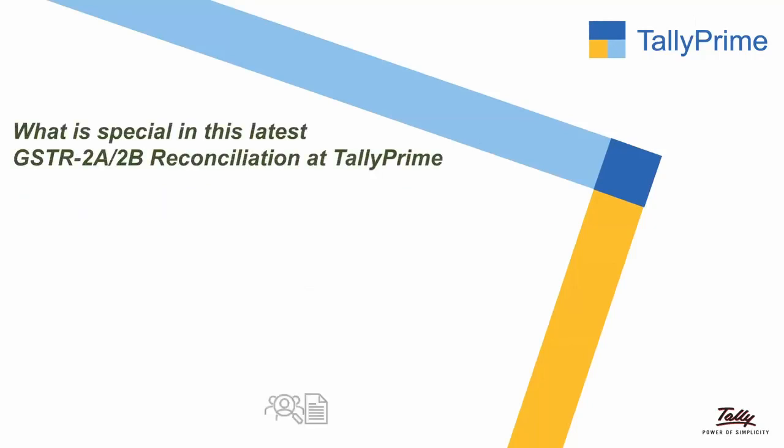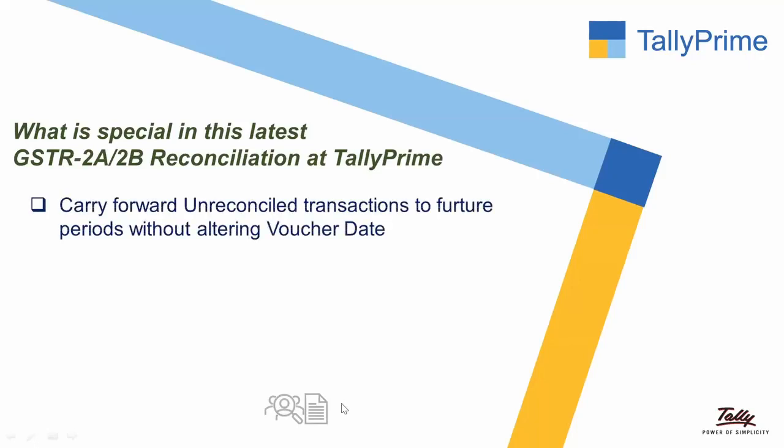And what is special in the latest GSTR 2A and 2B reconciliation at TallyPrime? I'll just quickly highlight what is special here. Carry forward of the unreconciled transactions to future periods without altering the voucher date. What we did in the earlier days: if my transaction is not found in the particular month's GSTR 2A or 2B, I would change the voucher date and postpone it to the subsequent month. You need not do this here.